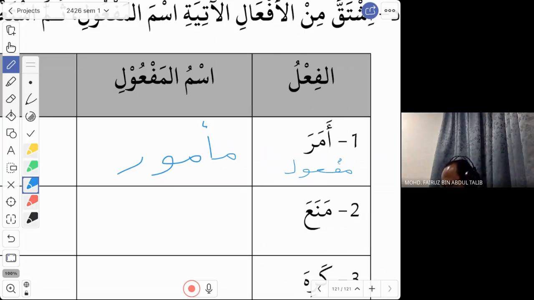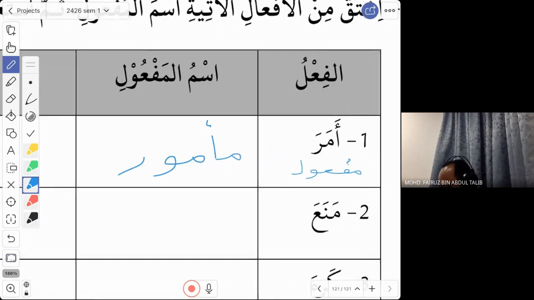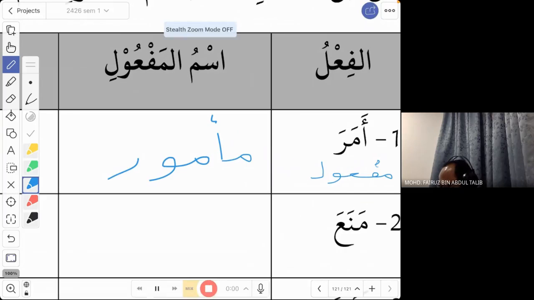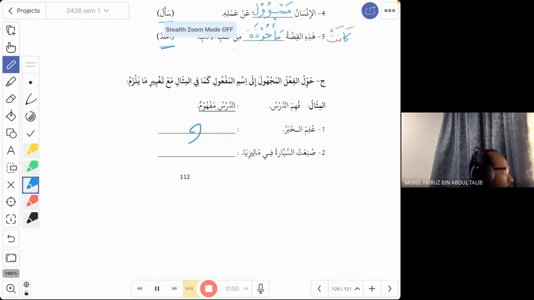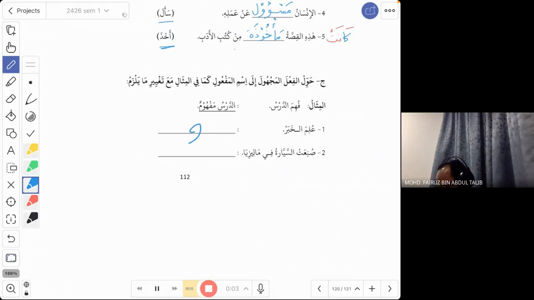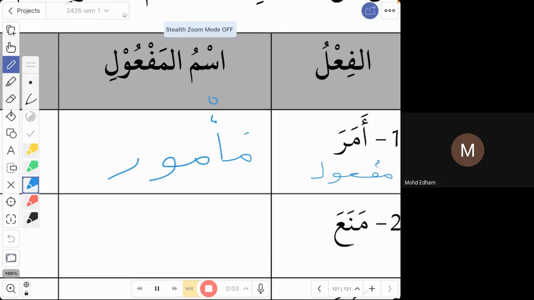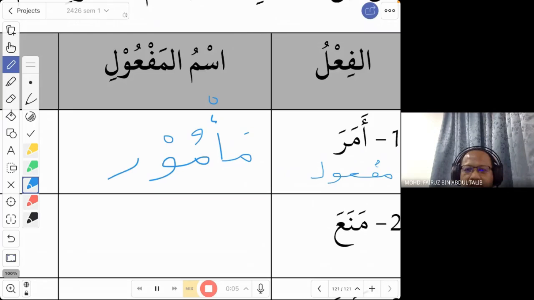So this is basically the same thing. Okay, so maf'ul, now the word amara becomes ma'mur. Correct, sahih. So this is ma'mur. So what is the meaning of ma'mur then? When you say ma'mur, what is the meaning? To be commanded. Is commanded. So is told. You can translate that as is told as well.